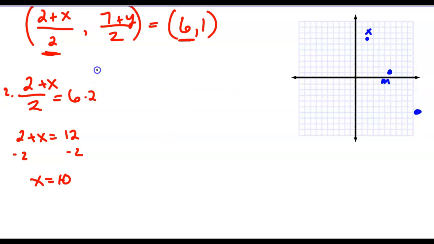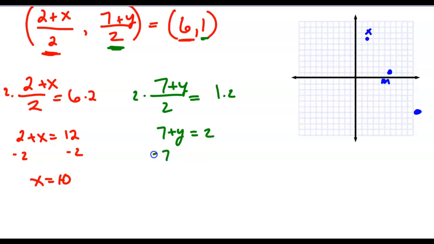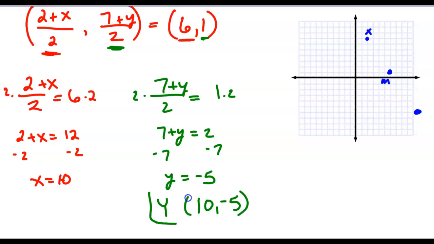Now what we do is we look at the green. This is the y value of our midpoint. 7 plus y over 2 equals 1. Multiply both sides by 2. So we get 7 plus y equals 2. Subtract 7 over, and I get y equals negative 5. Now, earlier I said negative 7. Negative 5 seems perfect. So my ordered pair would be 10, negative 5. That is the other endpoint of my line.